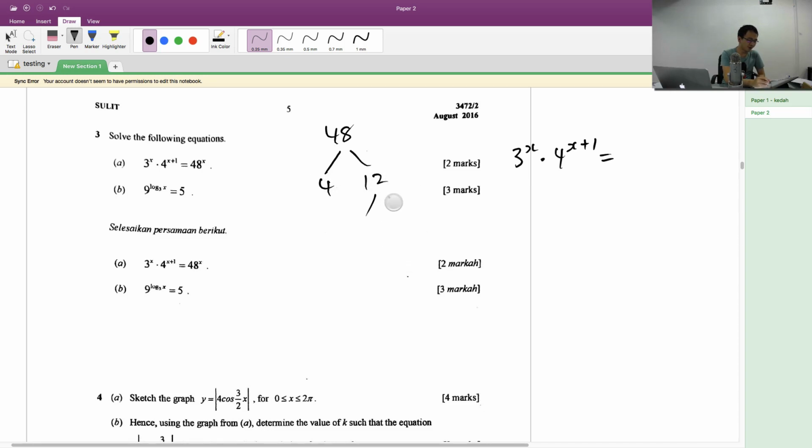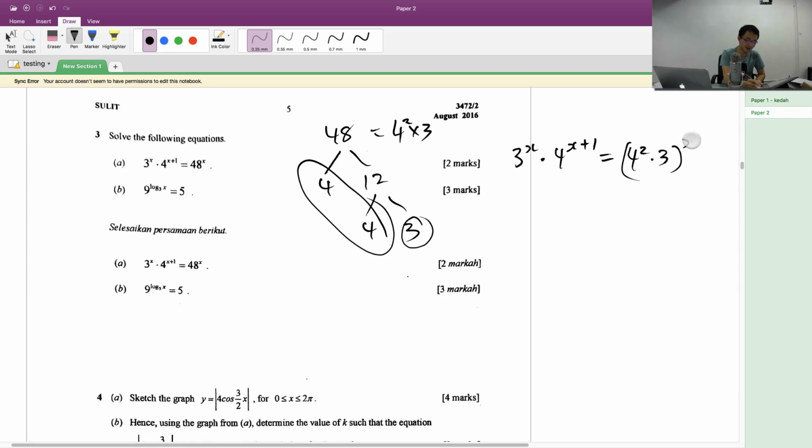Then I will try to divide by 4 again, I will get 3. So that means over here I know 48 basically is 16 multiplied by 3. This one is just 16 multiplied by 3. Or if you're smart enough, you can say this is 4 squared multiplied by 3. So therefore I know 48^x is 4 squared multiplied by 3^x.